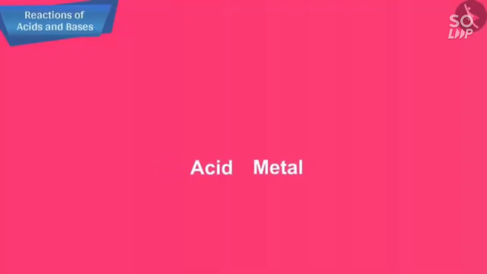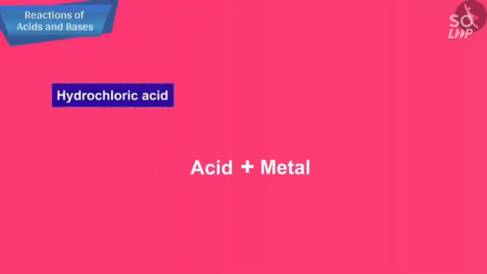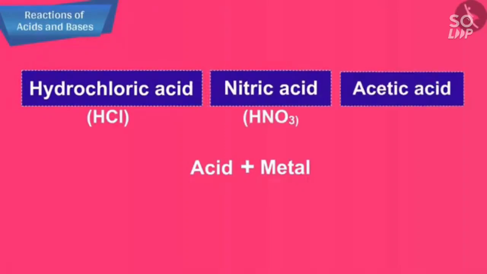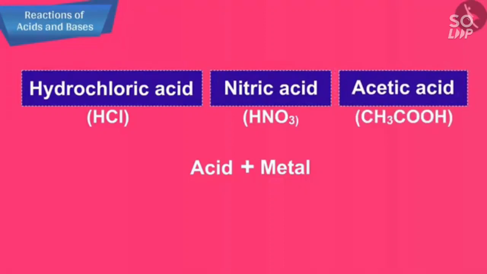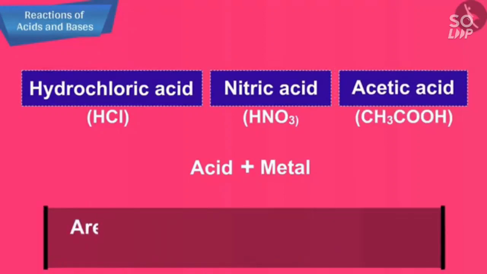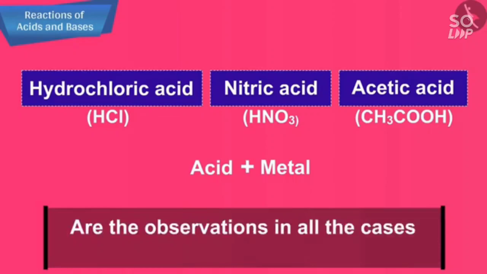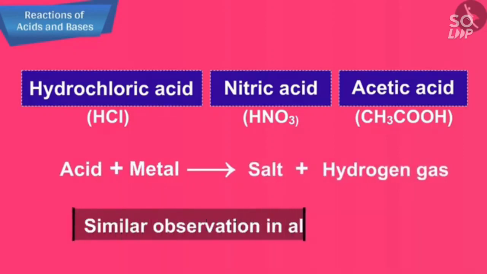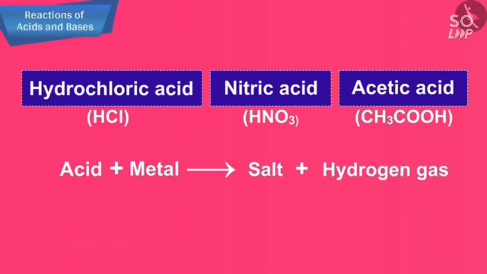Repeat this activity with some more acids like hydrochloric acid, HCl, nitric acid, HNO3 and acetic acid, CH3COOH. Are the observations in all the cases the same or different? You will observe a similar observation in all the cases. Therefore, we can conclude that metal reacts with acids to form salt and hydrogen gas.